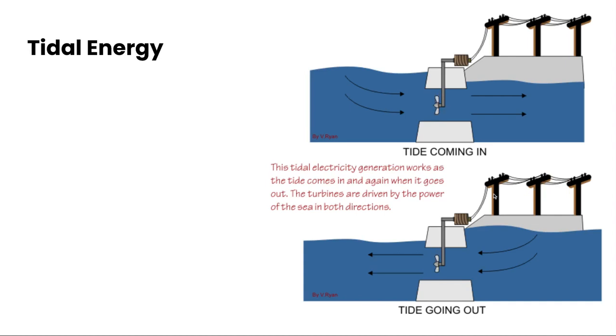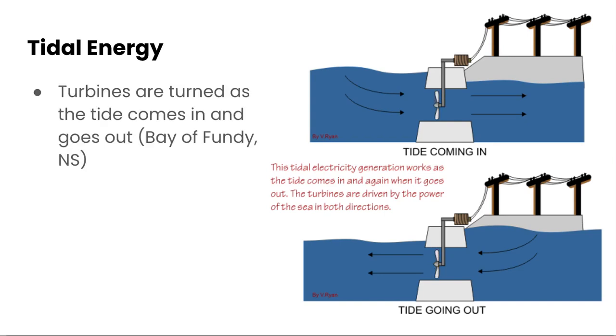And then we also have tidal energy. This is similar to hydroelectricity, except we're using the power of the tides coming in and out. There's a really big power plant in the Bay of Fundy because you get quite a large difference between the tides coming in and out in this location. Basically, the turbines are turned as the tide comes in and as the tide goes back out. And these are bidirectional, so they can go in both directions depending on whether the tide's coming in or going out.